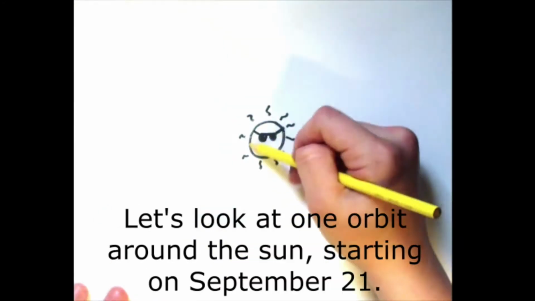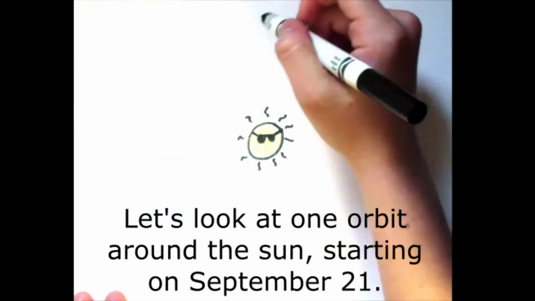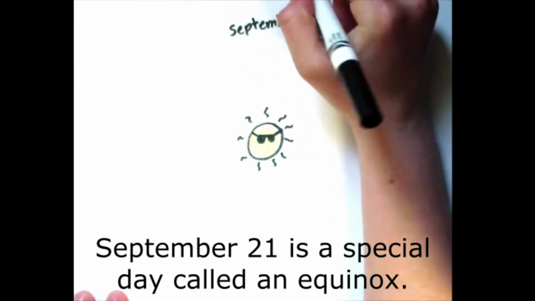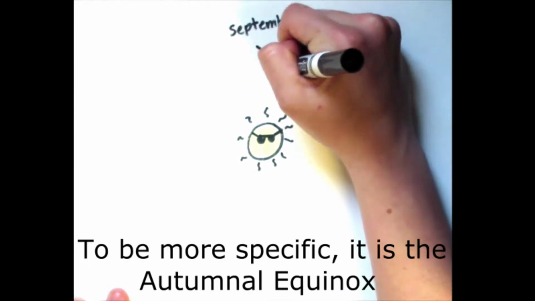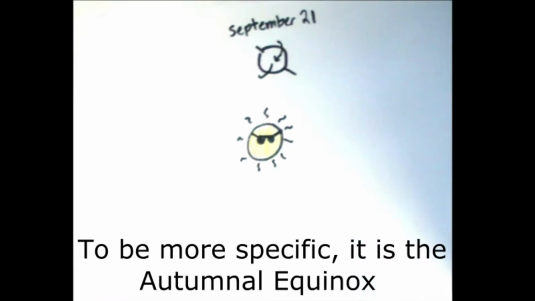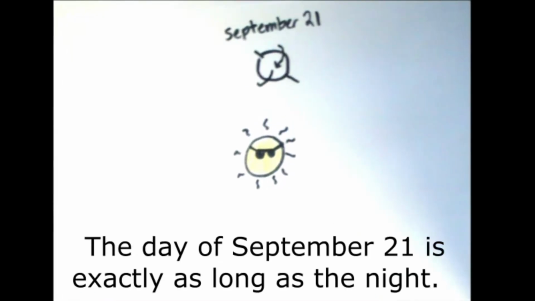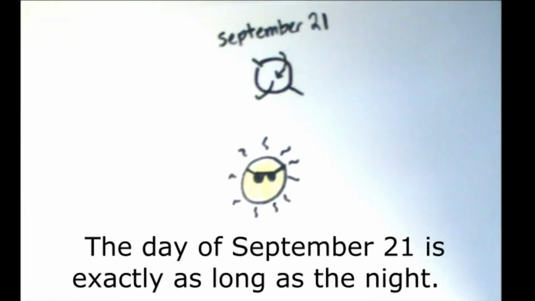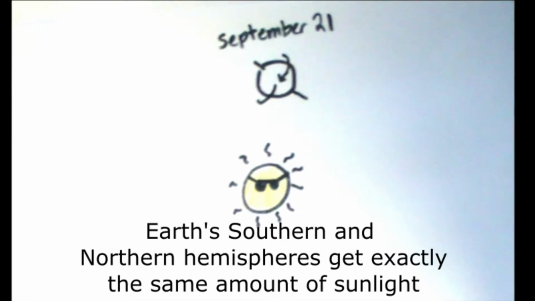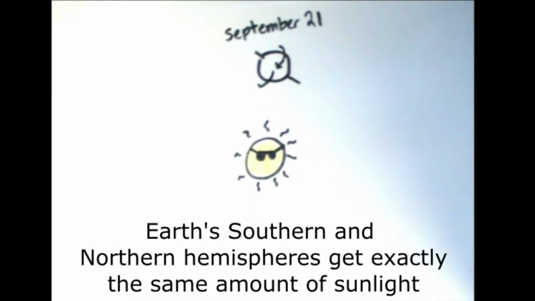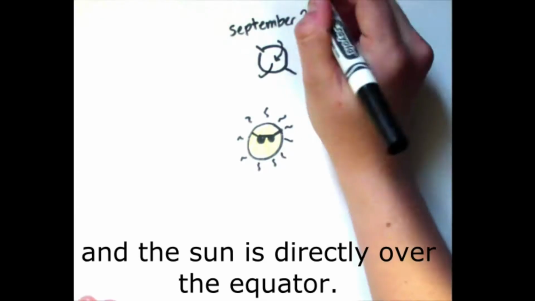Let's look at one orbit around the Sun, starting on September 21st. September 21st is a special day called an equinox. To be more specific, it is the autumnal equinox because it happens in autumn. The day of September 21st is exactly as long as the night. Earth's southern and northern hemispheres get exactly the same amount of sunlight, and the Sun is directly over the equator.